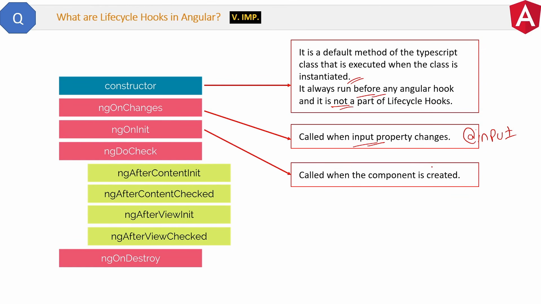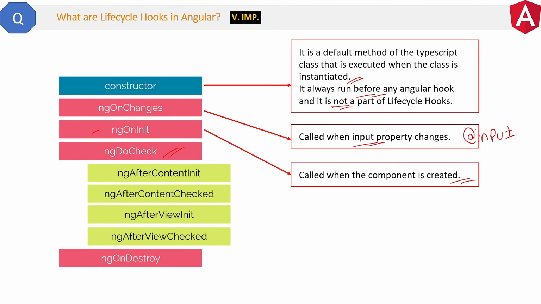Third is ngOnInit. This is the most important hook and it is called when the component is finally created. After this, we have ngDoCheck. This is not so important, but the purpose is: when the component is finally created via ngOnInit, and if Angular is not able to detect some changes in the component until then, that thing can be handled in this ngDoCheck hook. So that is its purpose.